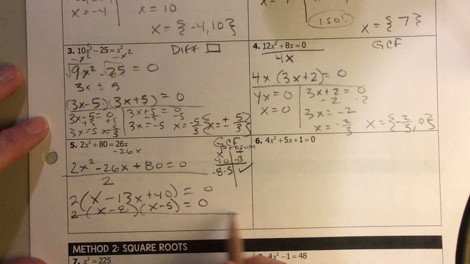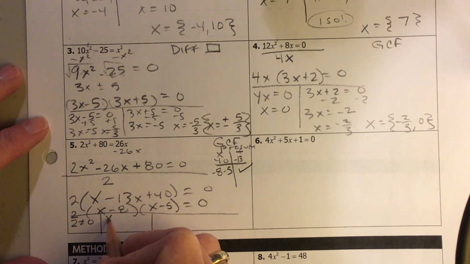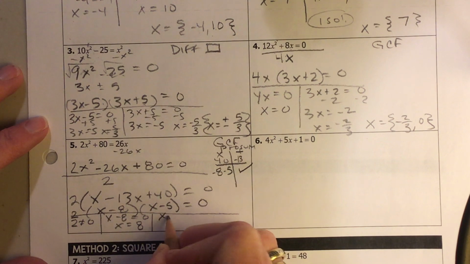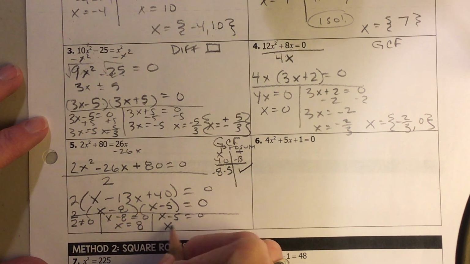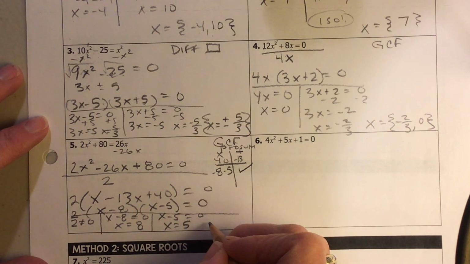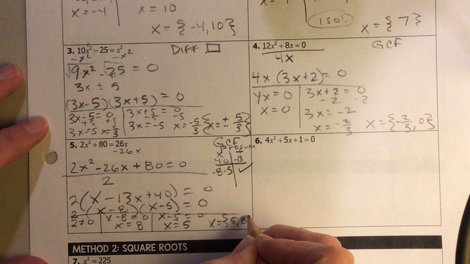And then once I solve, I'm going to set all of these to 0. Well, 2 is not equal to 0, so that's not going to work. x minus 8 is equal to 0. Well, then x is going to equal 8. x minus 5 equals 0. Well, then x is equal to 5. So my final answer is x is equal to the set of 5, 8.